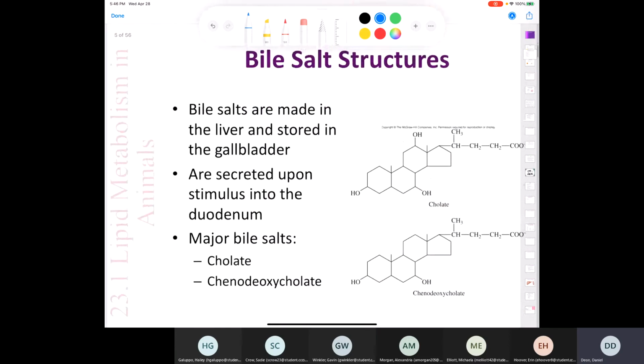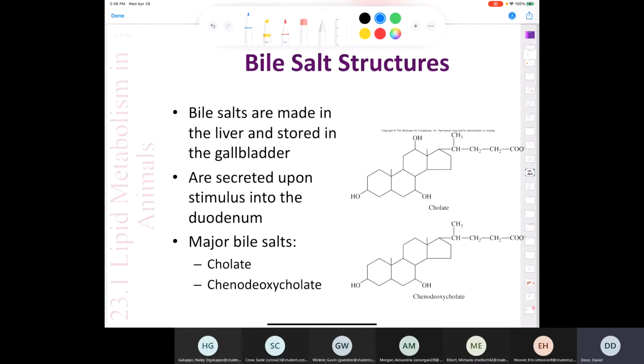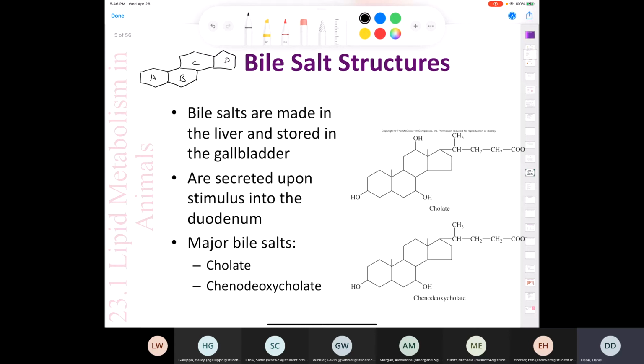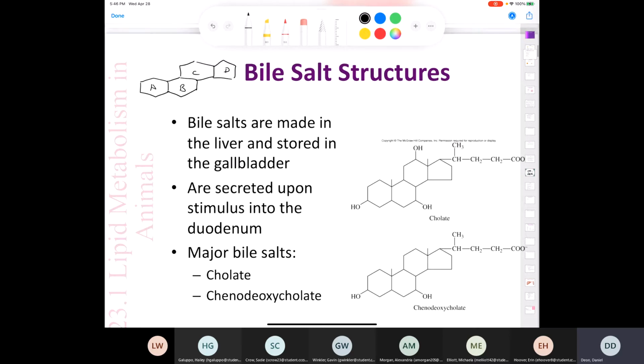If we look at the structure of a bile salt, I told you that a bile salt is nothing more than a derivative of cholesterol. And cholesterol is based off of the steroid skeleton, which we looked at. It has the A, B, C, D ring structure. Whenever you see this skeleton in an organic molecule, my friend, you are dealing with some kind of steroid. It doesn't necessarily have to be an illegal anabolic steroid. It could be something like cholesterol, or it could be a bile salt. And these bile salts are made from cholesterol.